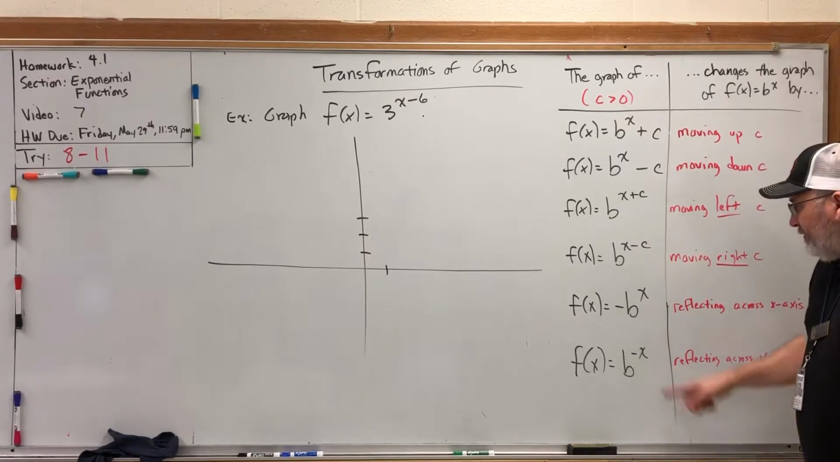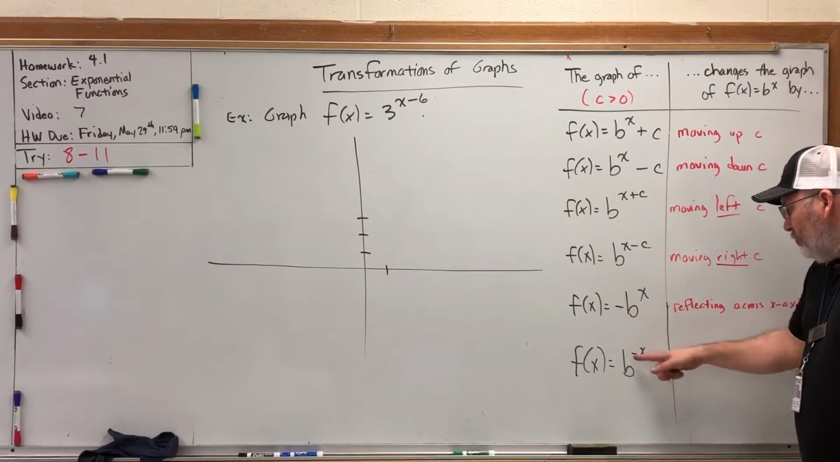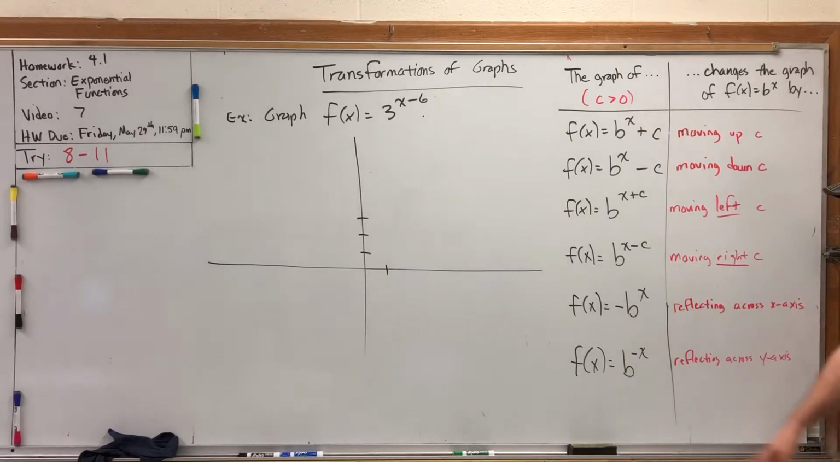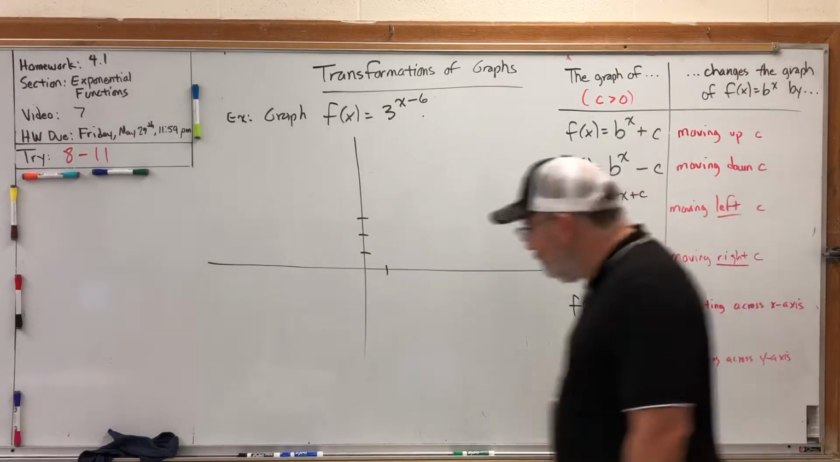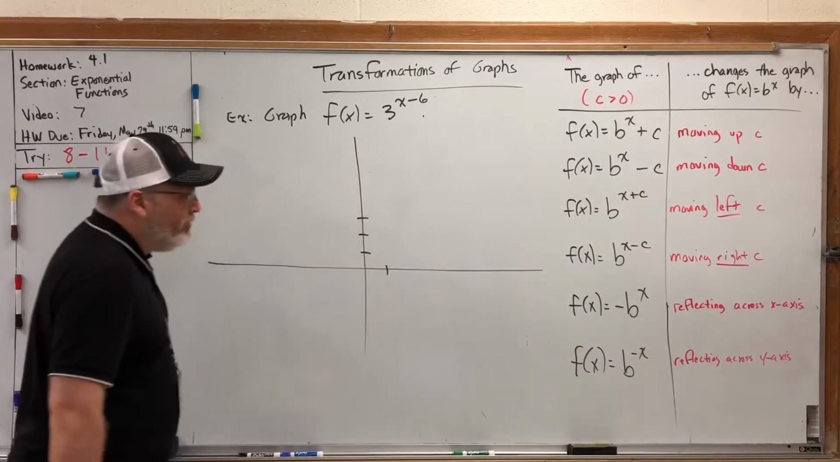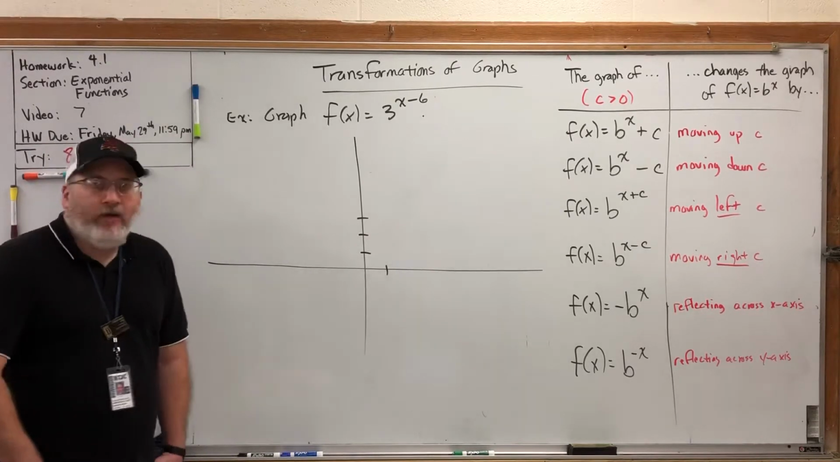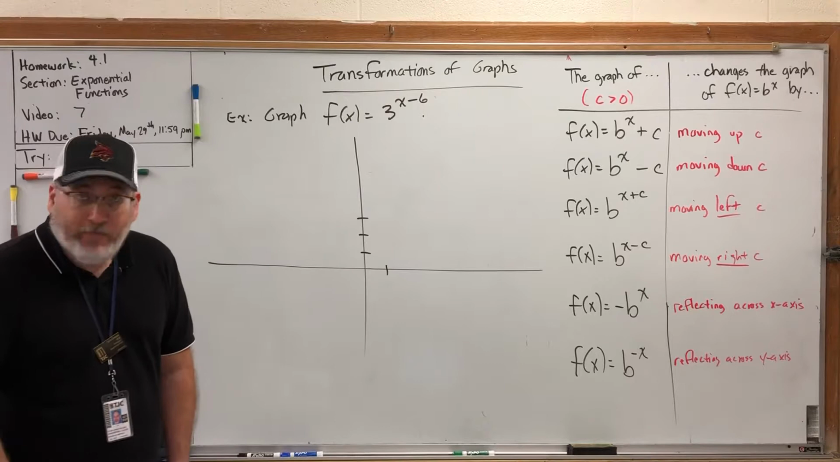And then the insertion of a negative either in front of the function or on the x. A negative in front reflects the graph across the x-axis, but a negative on the x reflects it across the y-axis. And we can use those transformations to sketch the graph of a function without making a table of values.